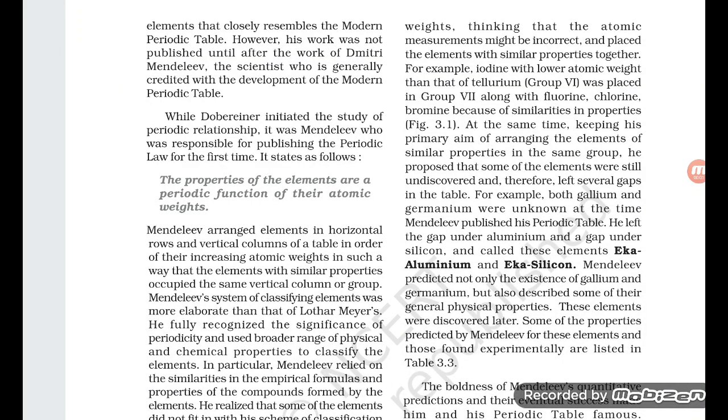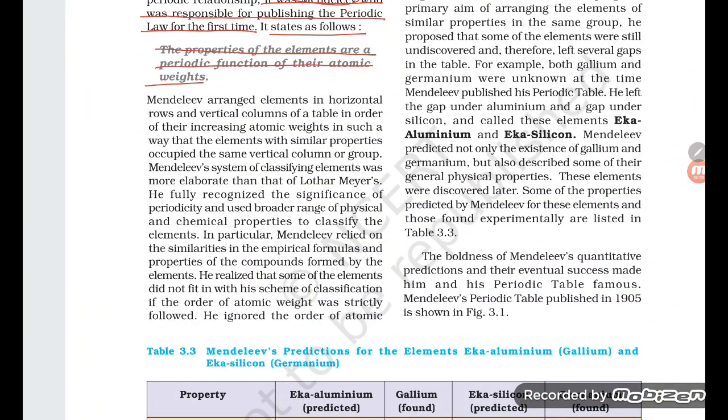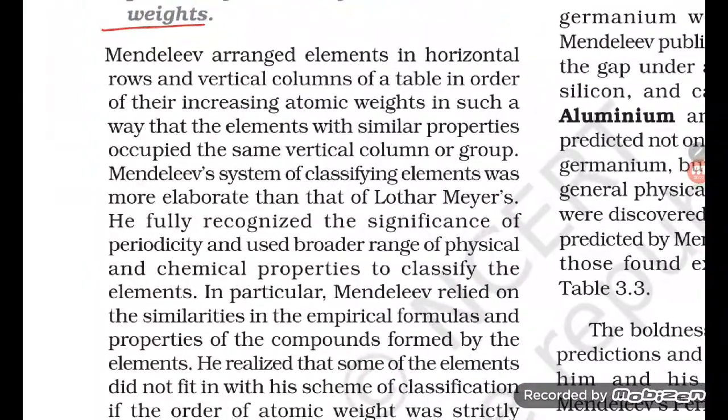Hello students, let's see the Mendeleev periodic table. It was Mendeleev who was responsible for publishing the periodic law. For the first time, it is stated that the properties of the elements are a periodic function of their atomic weight, or you can say atomic mass. So how did he do it, students?